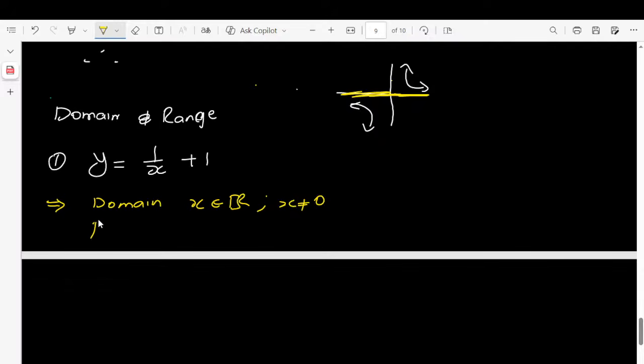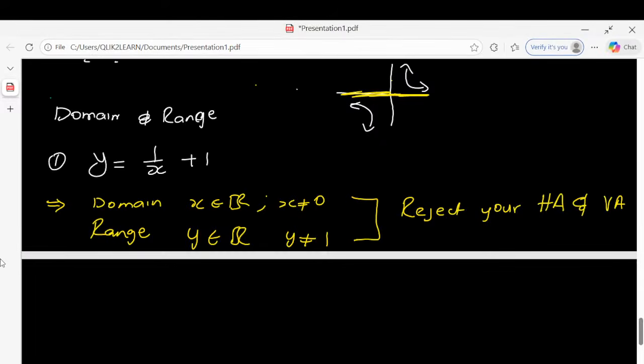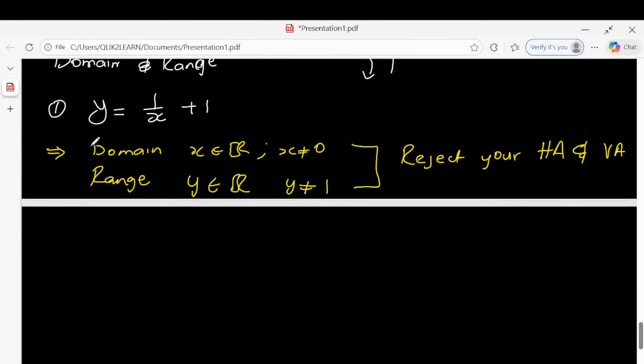Now look at this. What about the range? It's not x but y. So on the range we'll say y must be an element of real numbers, but y must not be equal to what? 1. So I'm going to conclude and say that when you determine the domain, always reject your horizontal asymptote and your vertical asymptote. You need to reject them. It's very important.